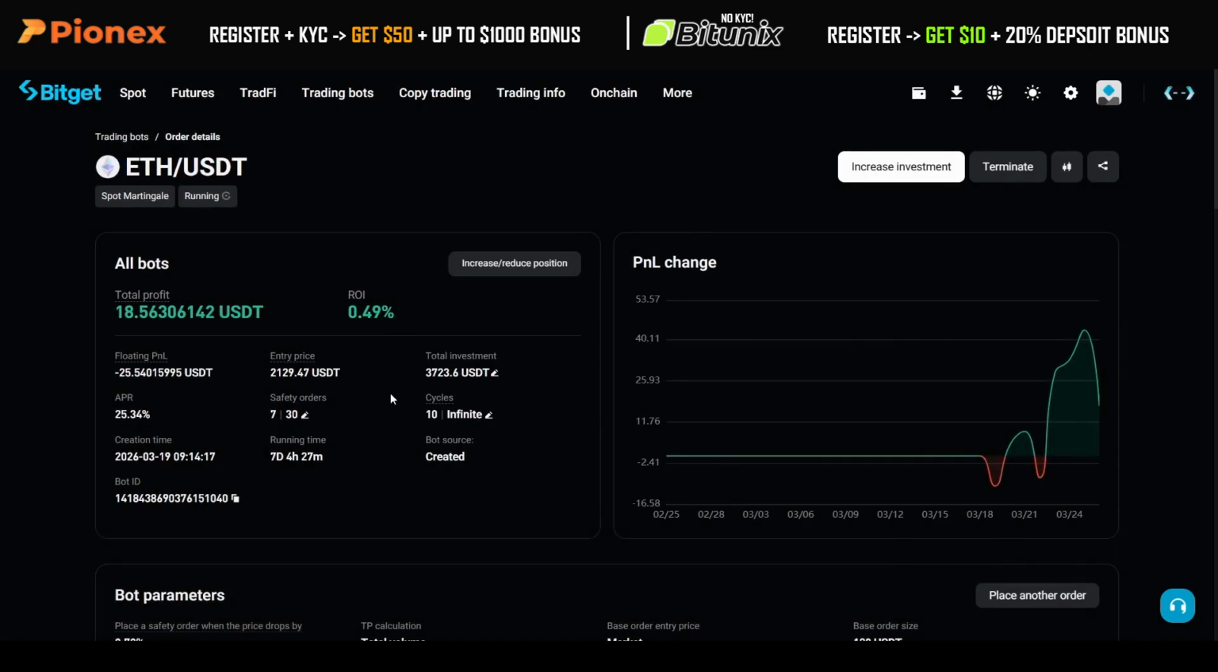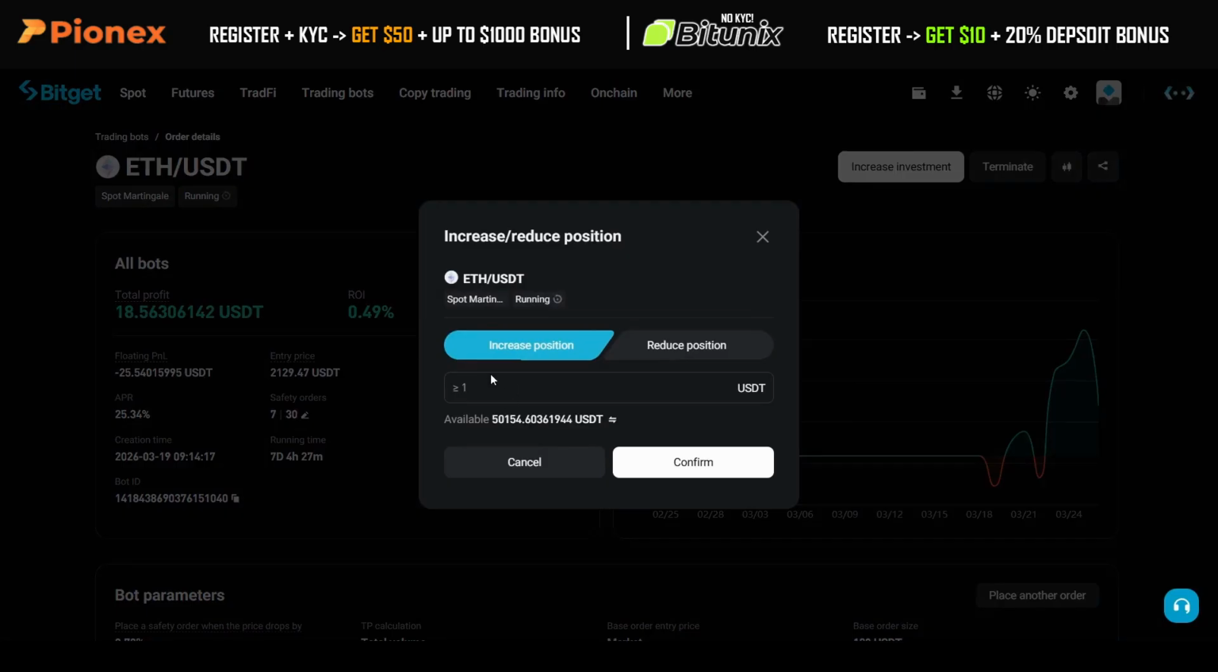Option 2 is I simply start another bot if I haven't reached all the safety orders. It's basically the same as if I were putting it into the bot. Option 3, which we also have, is simply to increase or reduce the position. This means that if I'm really far down and all the safety orders have been triggered and we drop even further, I have the option to make a one-time investment at a very low price, which allows me to lower my average purchase price even more than what the DCA bot alone would have done.